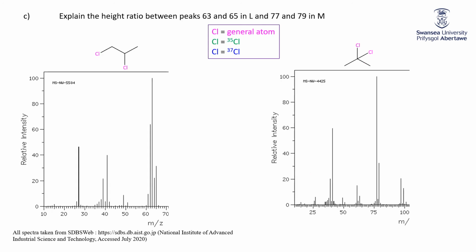Explain the height ratio between 63, 65 and 77, 79. Well, I kind of anticipated here, didn't I? It's going back to what we assigned them, there's only one chlorine in the molecule. It's either chlorine 35 or chlorine 37. Thus, it reflects the usual 3:1 ratio that we expect for chlorines.